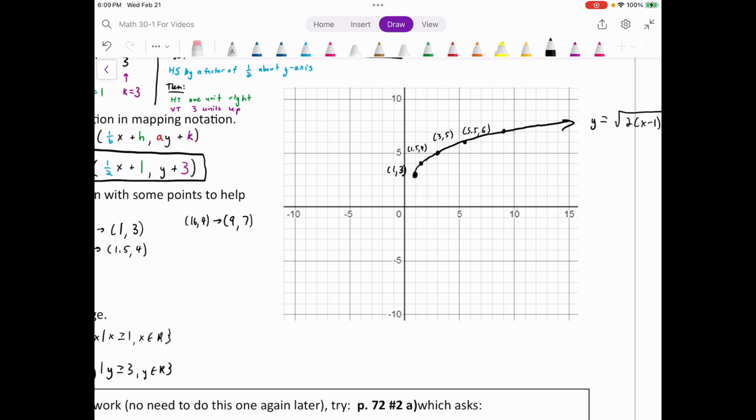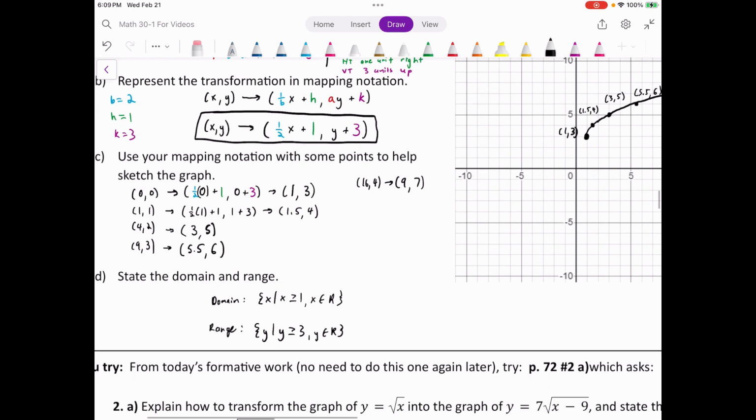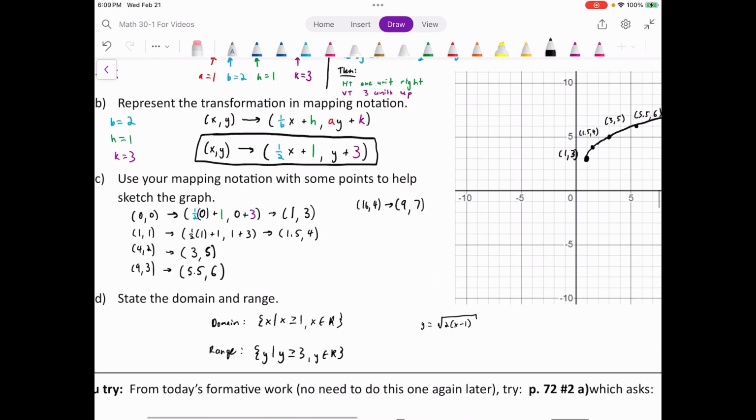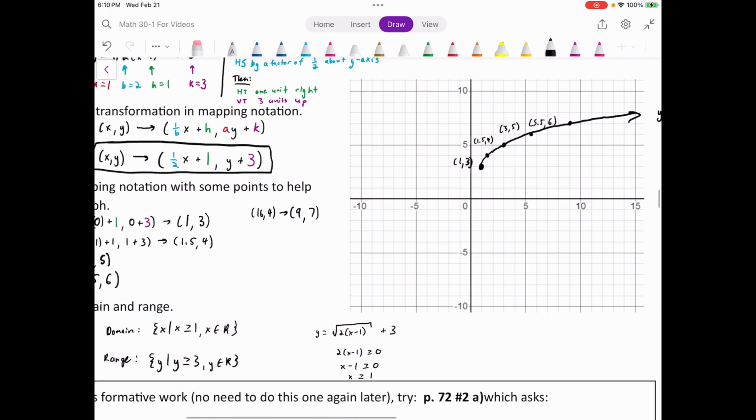Could we have gotten this from the equation? Absolutely, right? We were taking the square root of 2 times x minus 1 from the equation, right? y equals root 2 times x minus 1 plus 3. So we're taking the square root of 2 times x minus 1, so that can't be negative. So just divide both sides by 2 to see that x minus 1 must be greater than or equal to 0, and then add 1 to both sides. Sure enough, x must be greater than or equal to 1, just like our graph suggested.